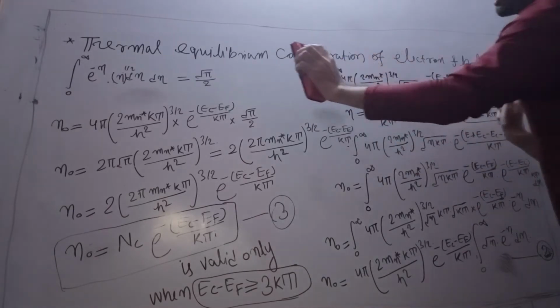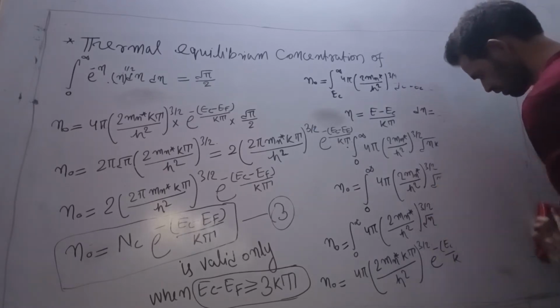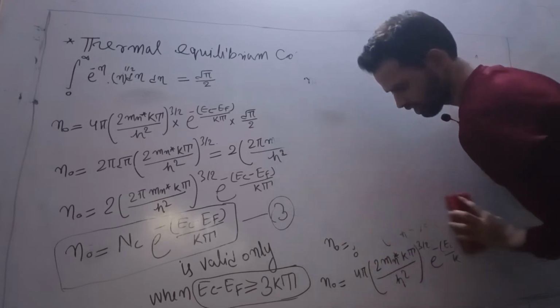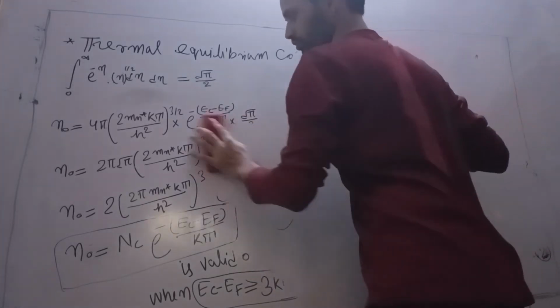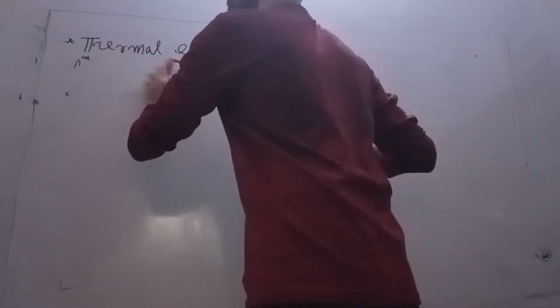Now we will see the thermal equilibrium concentration of hole. Yes, similar. There is some difference: there is hole and there is electron, otherwise everything is same. So let us see the thermal equilibrium concentration of hole. Just wait.